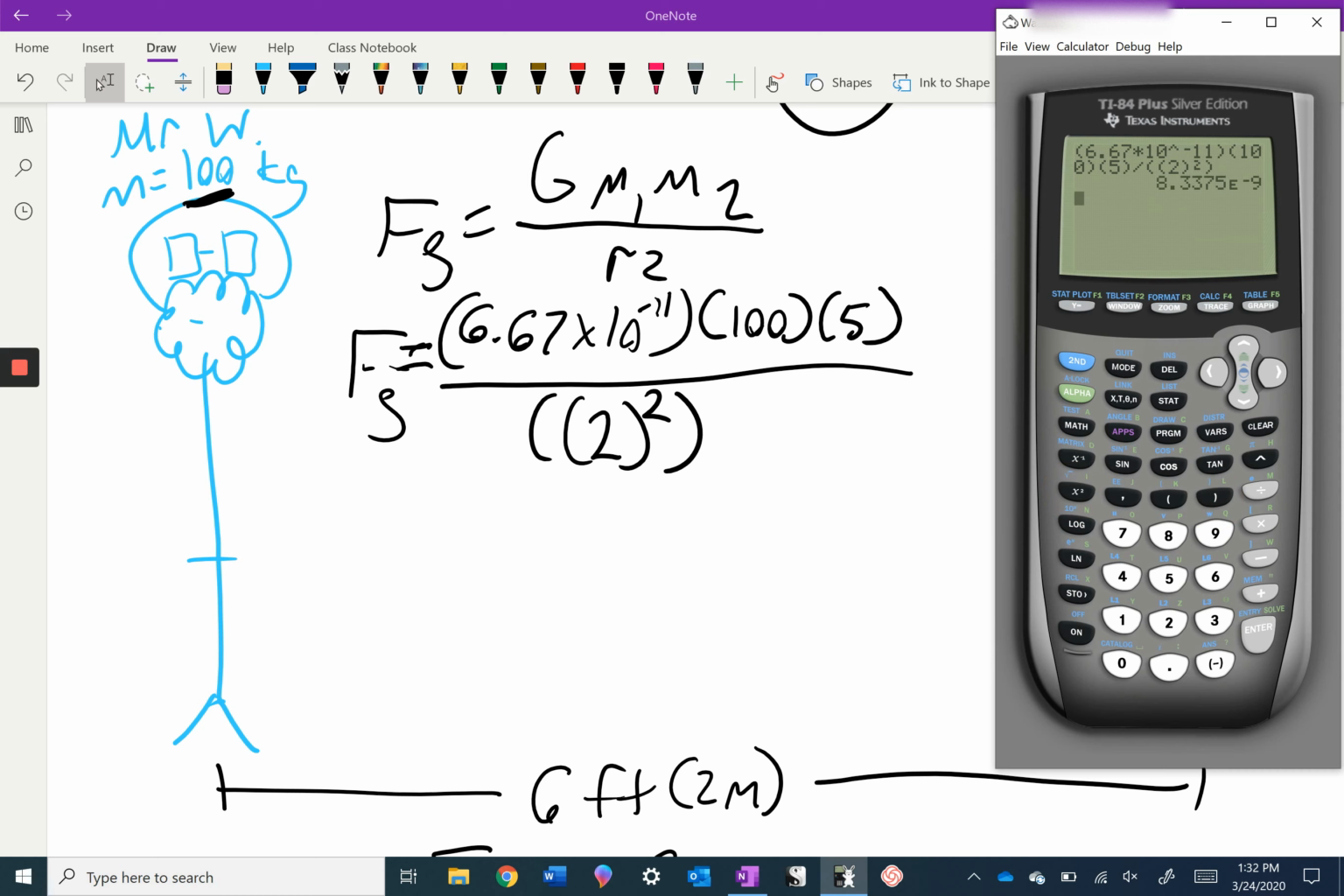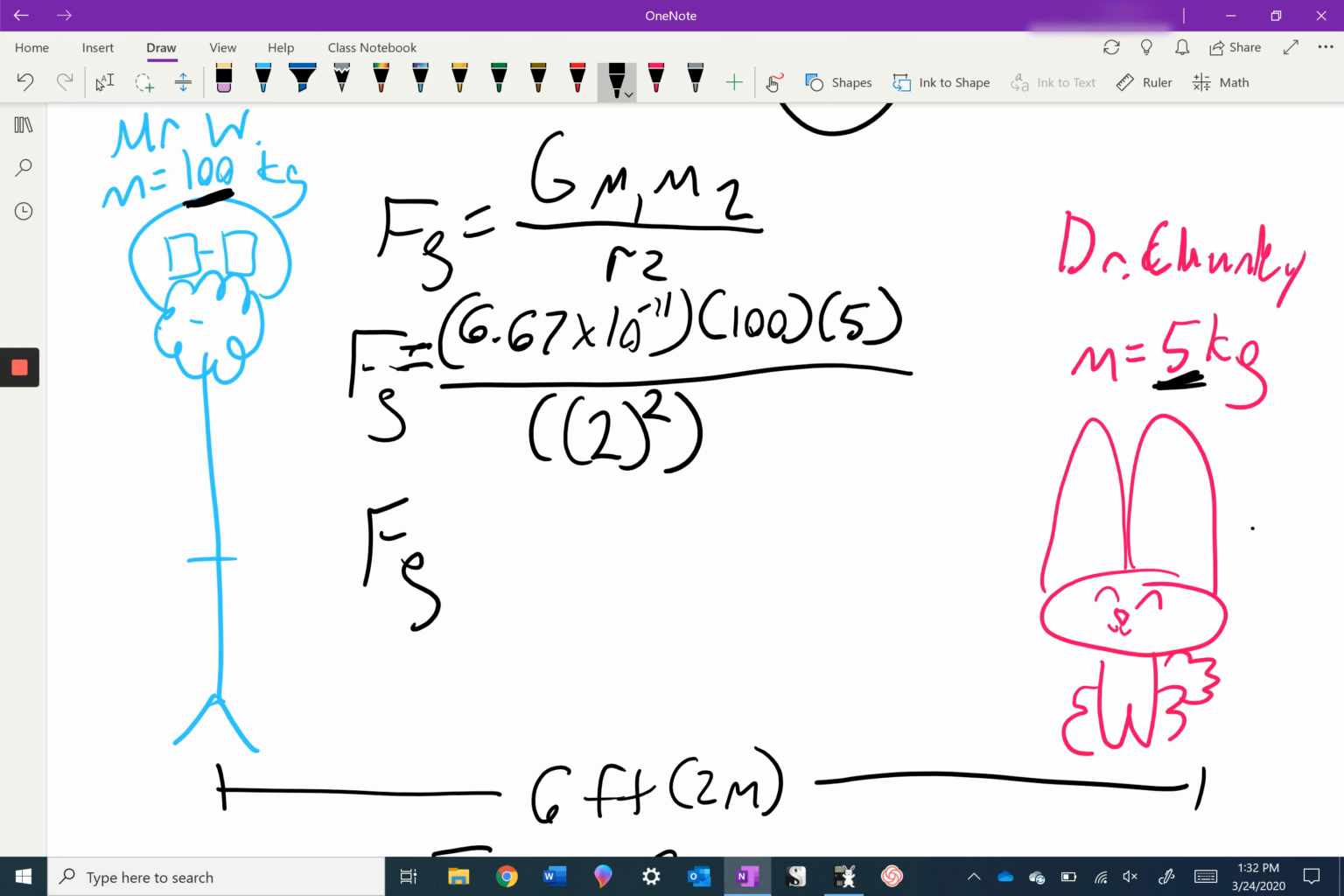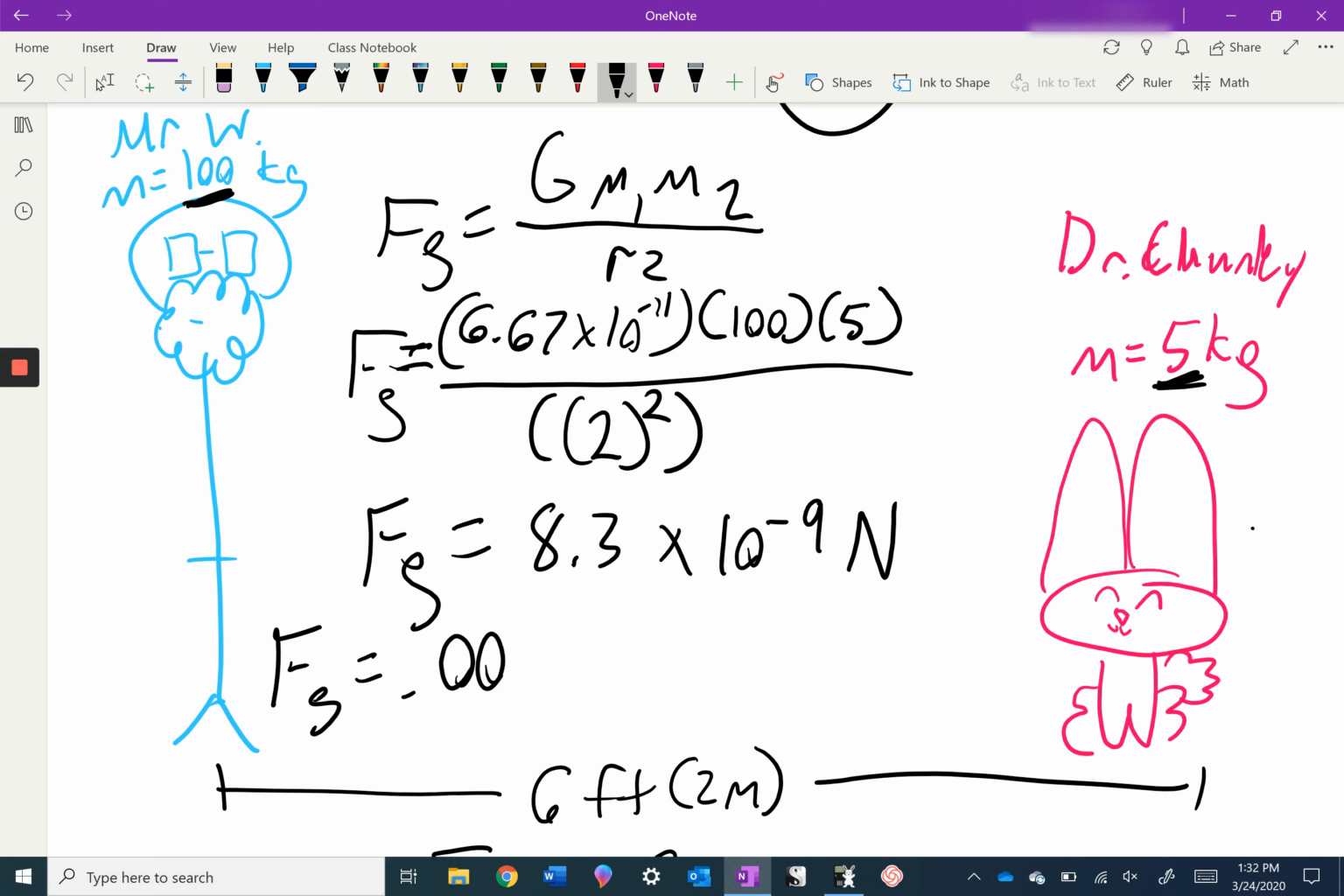So let's plug that in. That gives us 8.3 times 10 to the negative 9. And this is going to be in newtons because it's a force. So let's put that in standard notation. Our force of gravity is 0.000000008 3 newtons.